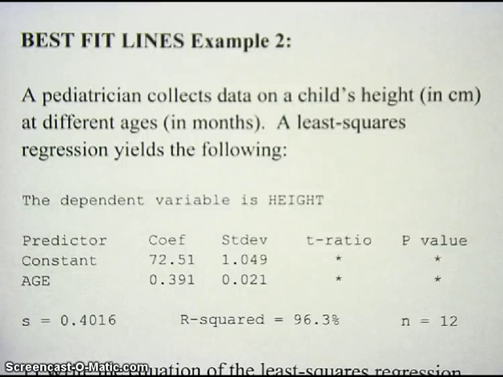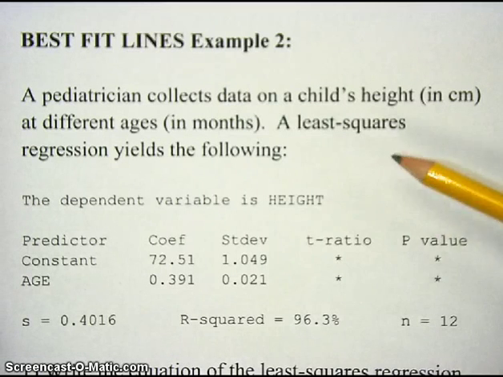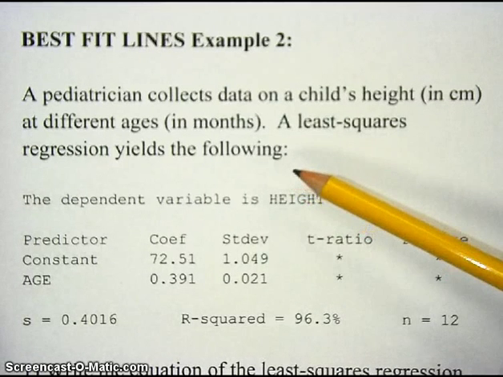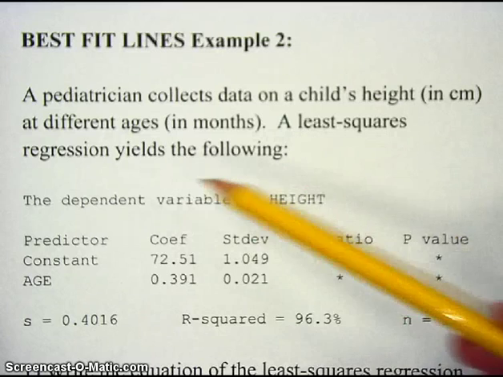Here's an example of a best fit line that was calculated on a computer using software like Minitab or DataDesk or something like that. In the example, a pediatrician collects data on a child's height in centimeters at different ages in months, and is basically trying to see how the child is growing over time. And a least squares regression, if the data are put into a computer, would yield the following.